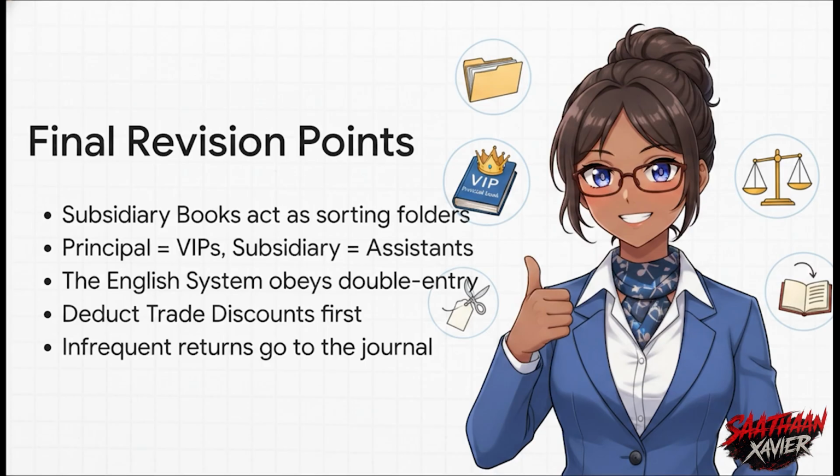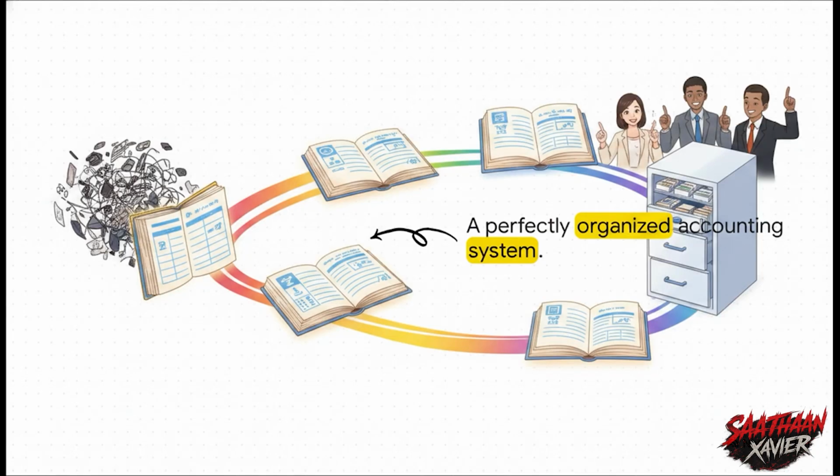3, the English system follows all the normal double entry rules. 4, credit goods go to the purchases or sales books, cash goes to the cash book, and assets or oddities go to the journal proper. And 5, always take out that trade discount first. By utilizing these books of prime entry, you've taken disorganized, raw data and structured it beautifully. What used to be a terrifying, chaotic inbox is now a perfectly categorized filing system.